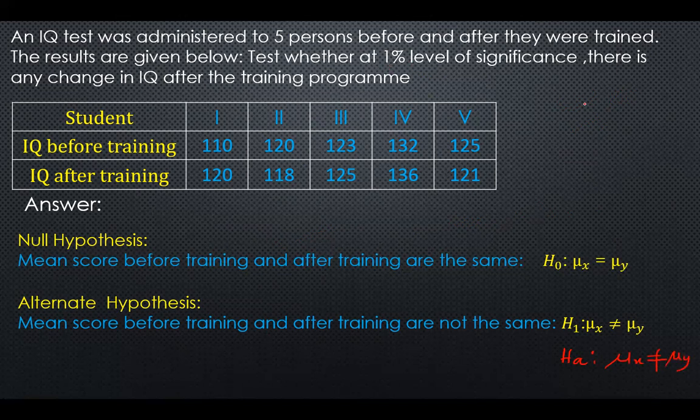Now, what is my alpha? Nothing is given, so I would take it as 0.05. Here 1% is given, so I'll take it as alpha equal to 0.01. I'm not taking 0.05. So that also I'm going to write it here. So alpha is equal to the level of significance, 0.01. I'm going to write it.